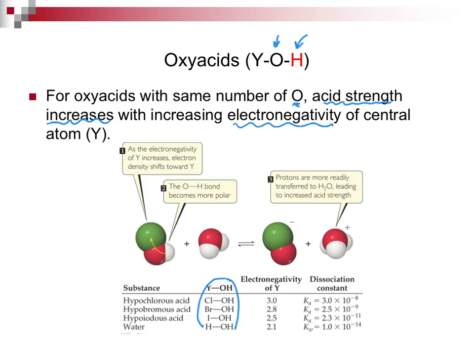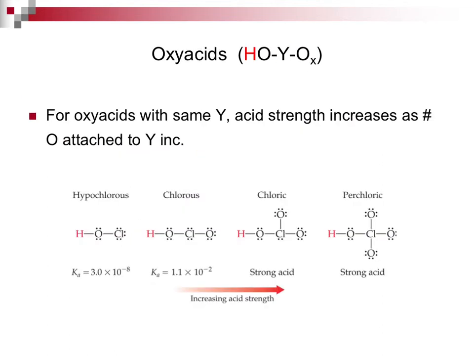Here at the chlorine, we have an electronegativity of 3. Our K is 10 to the minus 8. Here, it drops down to a 2.1, and our acid dissociation constant becomes very, very small. Take some time. These are the facts. They're not going to change, again, based on observations because we have equilibrium constants.